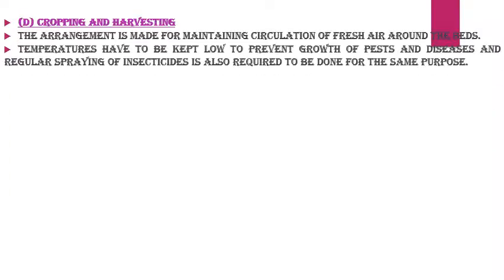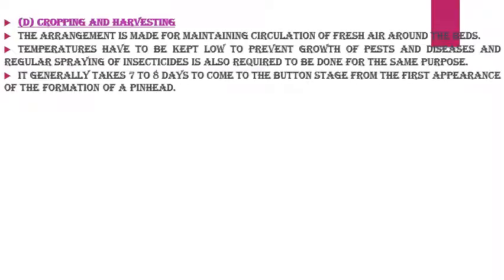Cropping and harvesting. The arrangement is made for maintaining circulation of fresh air around the beds. Temperatures have to be kept low to prevent growth of pests and diseases, and regular spraying of insecticides is also required to be done for the same purpose. It generally takes 7 to 8 days to come to the button stage from the first appearance of the formation of a pinhead.